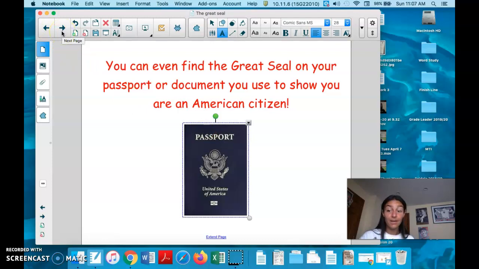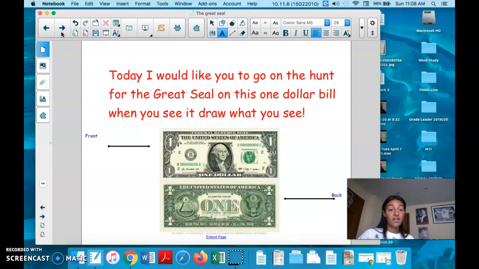So we learned a lot about the Great Seal, how it's kind of like the signature for our country. Today, what I would like you to do is hunt on this dollar bill for the Great Seal. You'll see it. The front and back of the Great Seal is on this dollar bill. Once you see it, draw what you see.